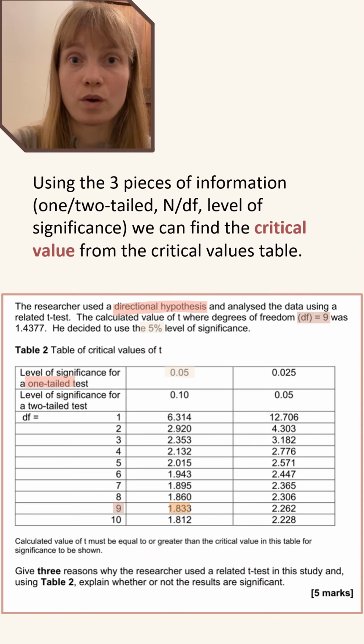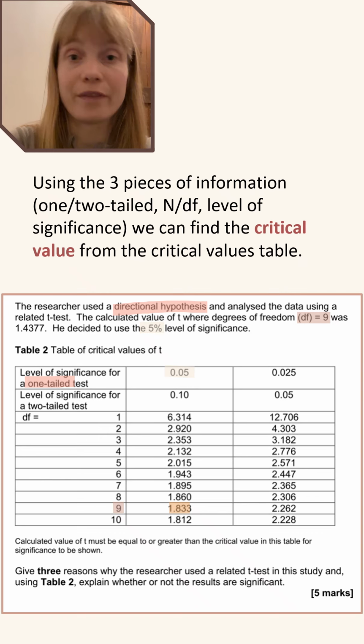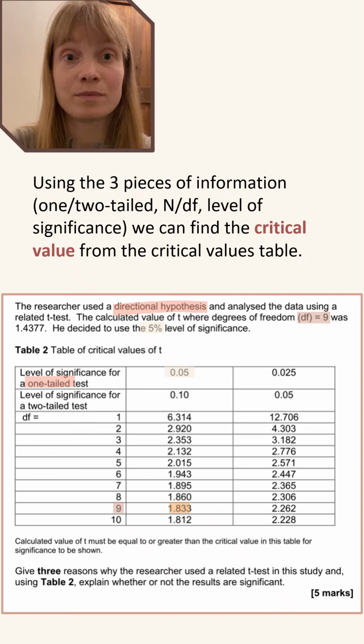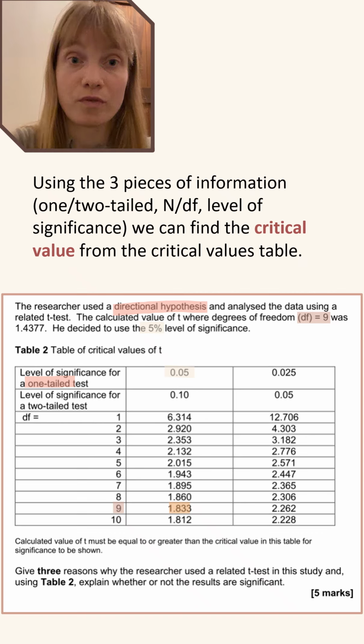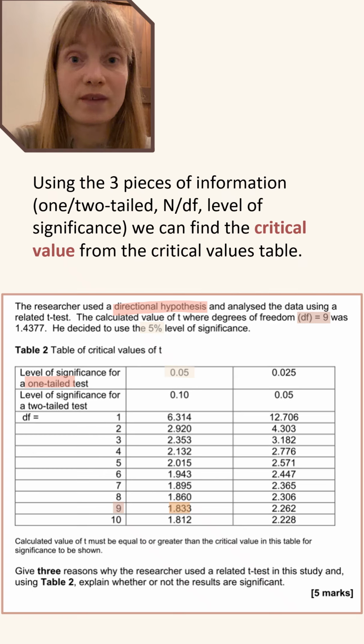Now that we know our test is one-tailed, given that it literally states a directional hypothesis, the p-value is smaller than or equals to 0.05, and the degrees of freedom is 9, we can look up the critical value for this t-test from the critical values table provided. In this case, the critical value is 1.833.